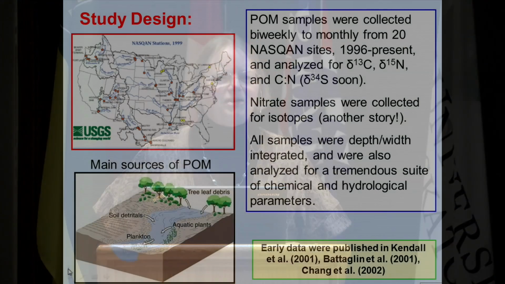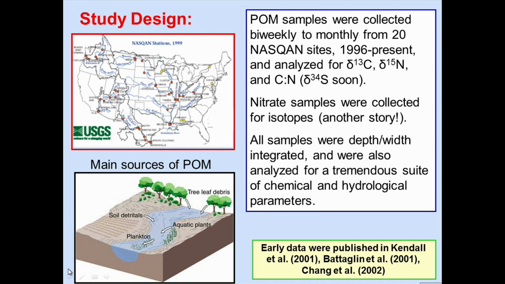So what was our study design? Well, we piggybacked. They were out there collecting samples anyway for full chemistry and all yada, yada, yada, with zillions of dollars spent analyzing for pesticides and all sorts of things. And we got samples from 20 NASQAN sites. That's the US Geological Survey's big river monitoring program.